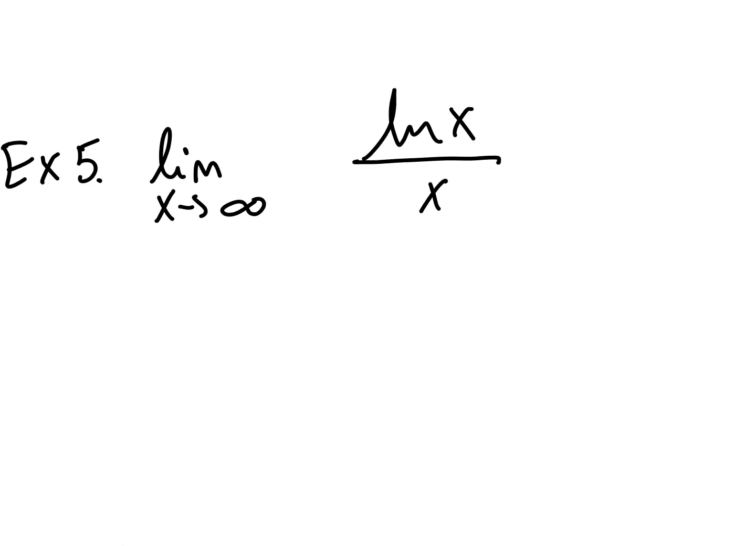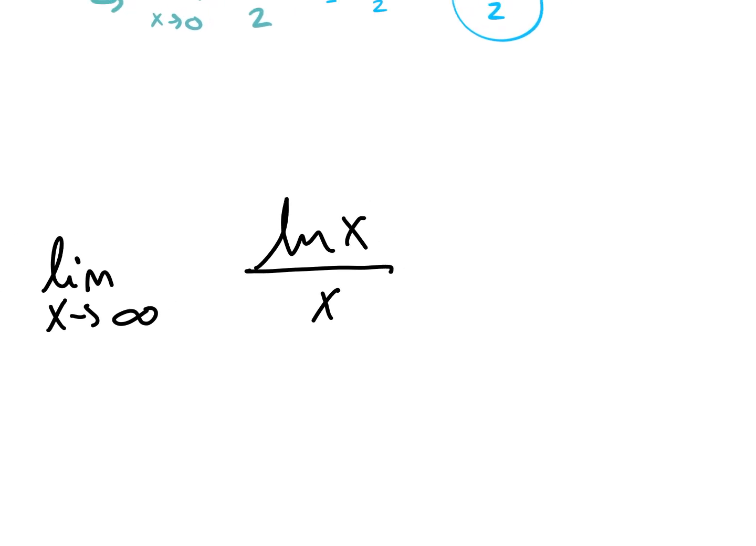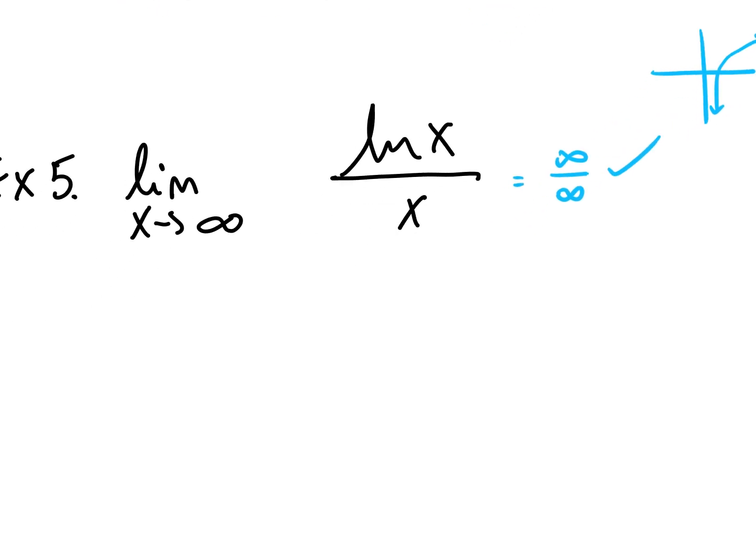So here let's plug in infinity. So the ln of infinity. Let's think about what the graph of ln looks like. It looks like this. If we were to plug in x values of infinity, what do you think we would get? Infinity. And if we plugged infinity into our denominator, it would also give us infinity. So we have infinity over infinity, which means that we can use L'Hopital's rule here.